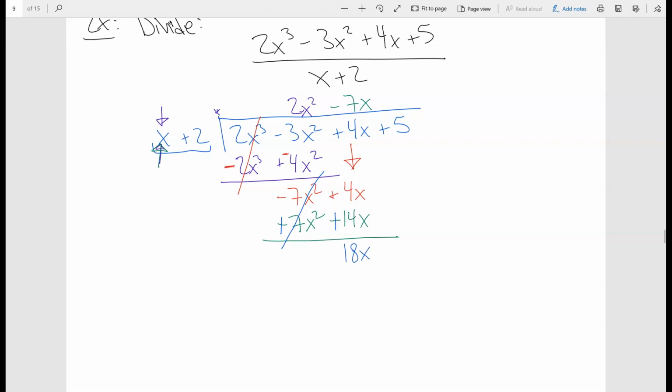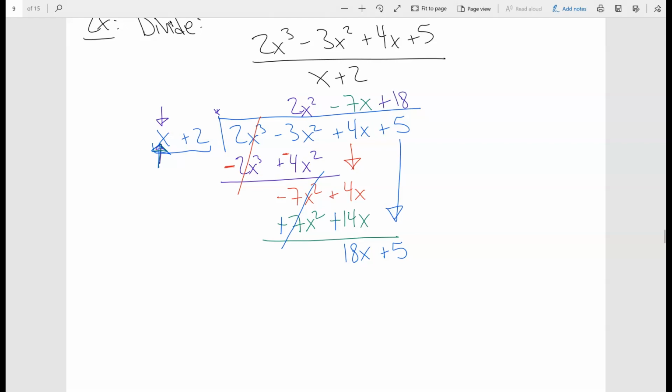Now we're going to bring down the last number, which is the 5. So I add 5. Now we want to get rid of this 18x. What can I multiply this x by to get an 18x? Well, that's just going to be a regular 18.